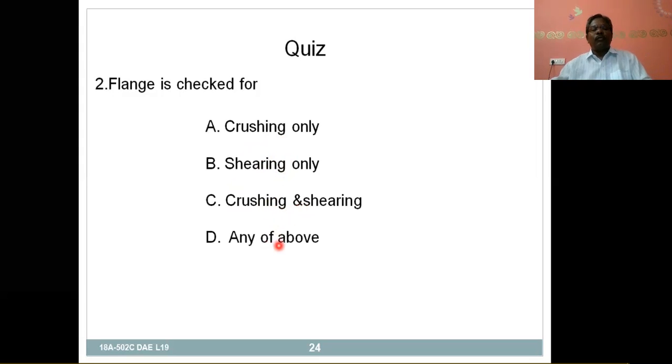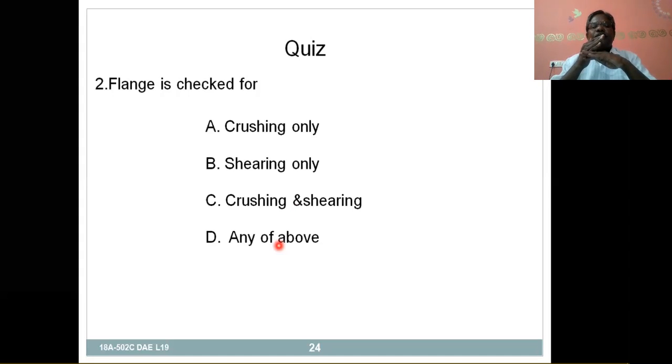Any of the above, which is the right answer. Generally, the shearing stress is induced at the junction of the hub and the flange. So there is a possibility of shearing here. This may be the hub and this may be the flange, and there is a possibility of shearing at this junction. As I told you, the shearing area is pi capital D into TF.